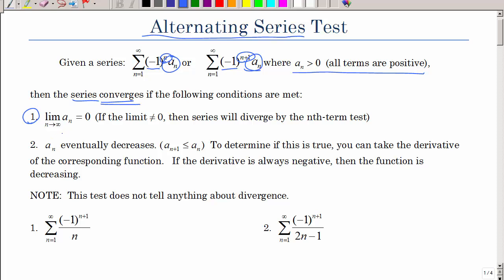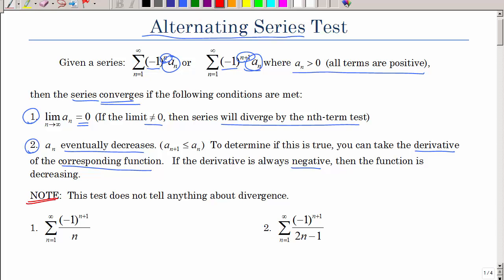Condition 1, the limit of the nth term is equal to 0. Recall, if the limit does not equal 0, then the series is going to diverge by the nth term test, and you're done. The second part is that a sub n, the terms, eventually decreases. That means it may not at first, but eventually it should. To determine if this is true, sometimes we're going to have to take the derivative of the corresponding function, because remember, when the derivative is negative, then the function is decreasing.